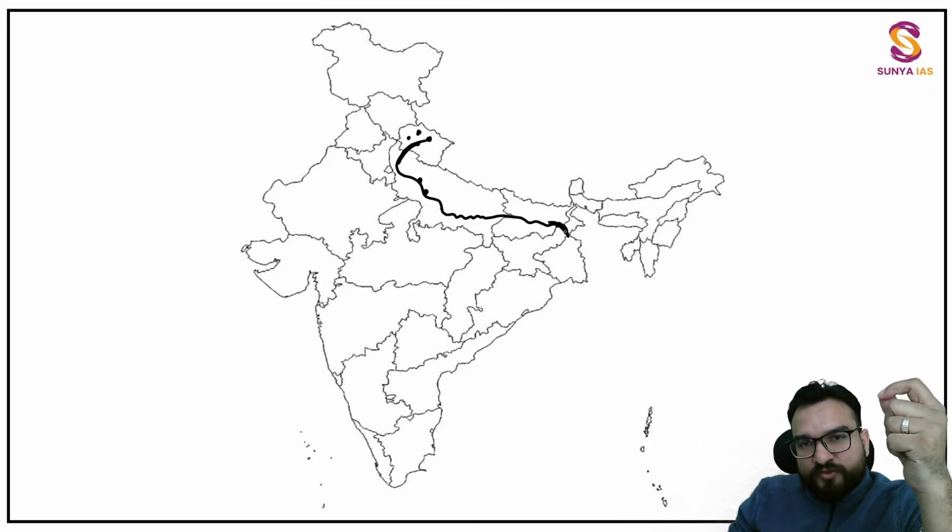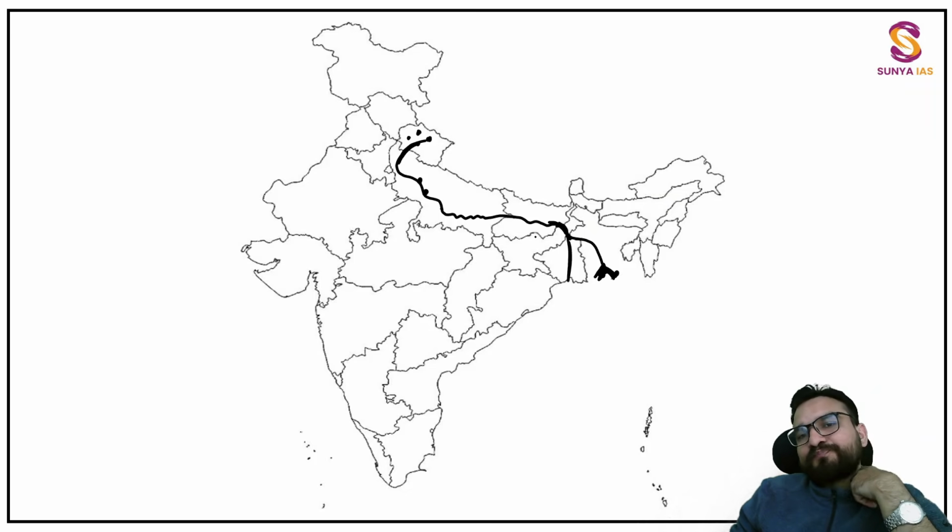Okay, then it is creating the border and then flowing through Bangladesh like this, and one distributary like this over here you will be finding. This is the Ganga river right now. This is not the system, this is not the drainage basin.